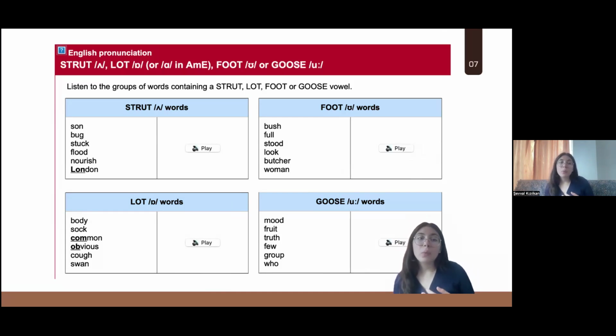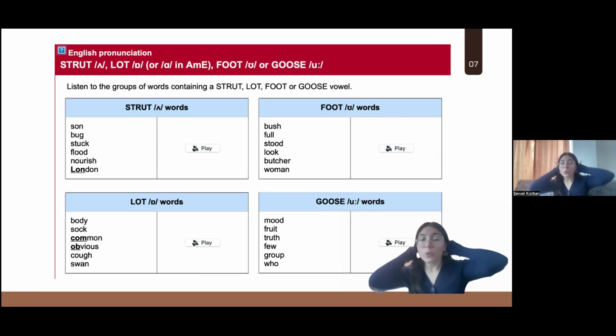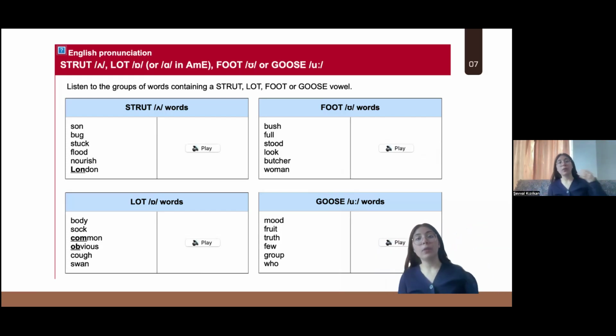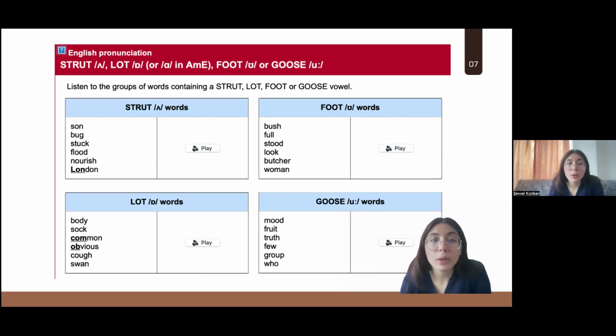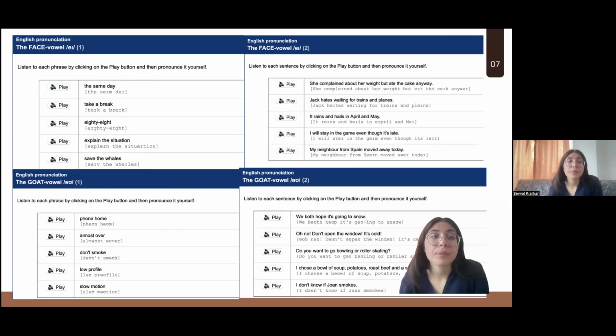First one is strut words: sun, bug, stuck, flood, nourish, London. And foot words are bush, full, stewed, look, butcher, woman. Lot words are body, sock, common, obvious, cough, swim. Goose words are mood, fruit, truth, few, group, who. These are the four types of vowels.